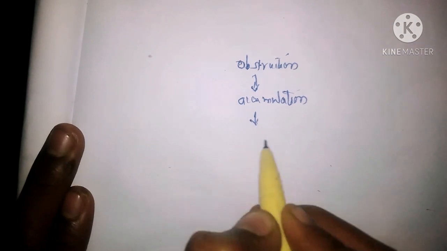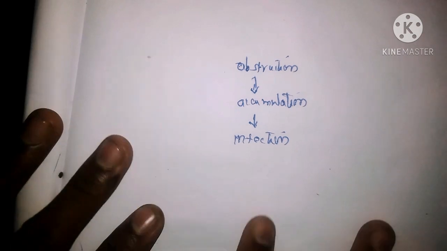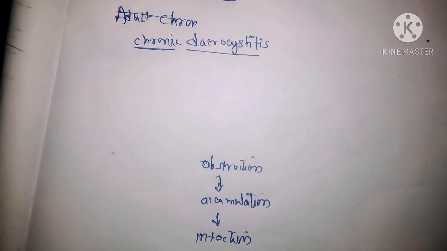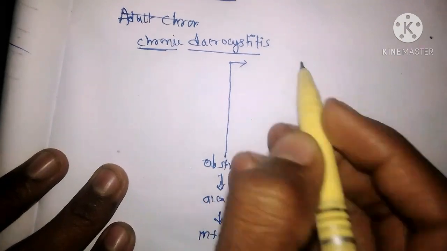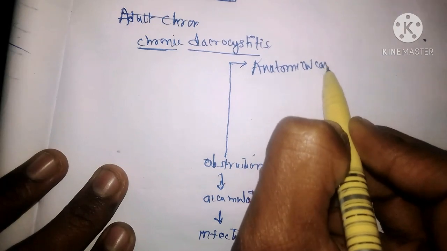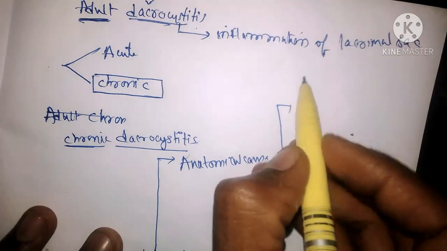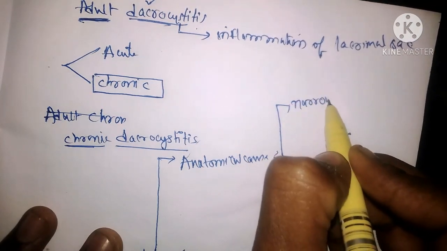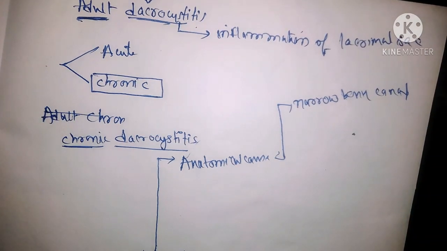This results in infection. Clear? Then why is there obstruction? That we have to know. This obstruction has many reasons. If you take anatomical causes, the reasons could be a narrow bony canal. When there is a narrow bony canal, that results in obstruction, that ultimately results in infection.